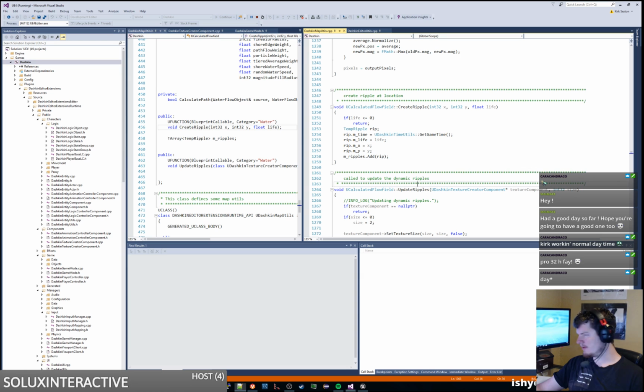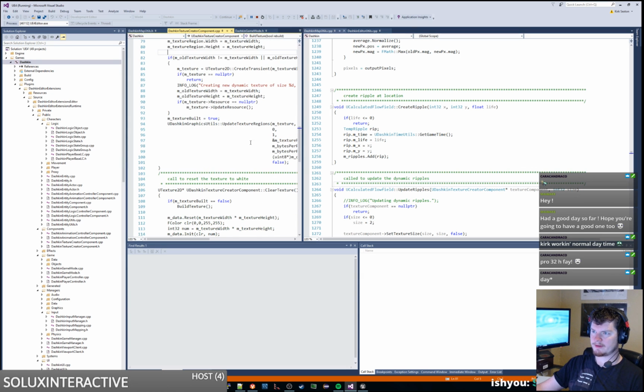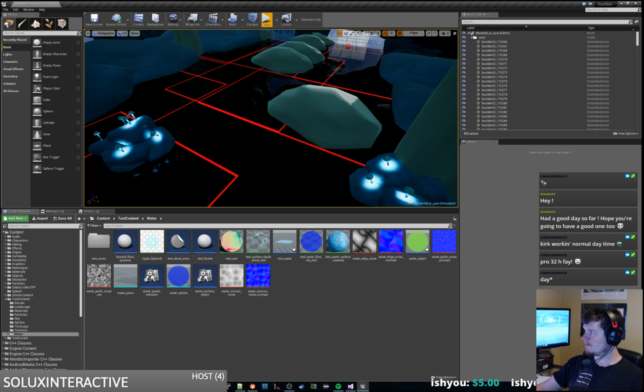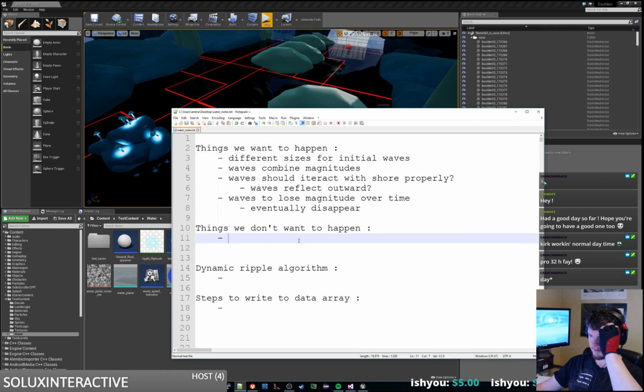Let me just make sure everything is set up in the creator component. Yeah, we're ignoring the optimization we could probably have. Not that it really works very well.